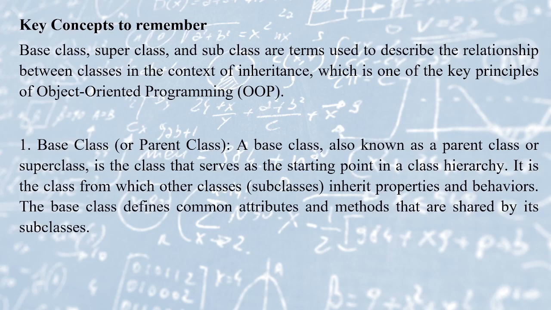Now, a base class is a class from which other classes inherit properties and methods, right? It also serves as a blueprint for creating subclasses. The base class contains common attributes and behaviors shared by its subclasses. So, first, the class passes on properties and methods. Second, it is a blueprint for creating subclasses, and it contains common attributes and behaviors shared by its subclasses.